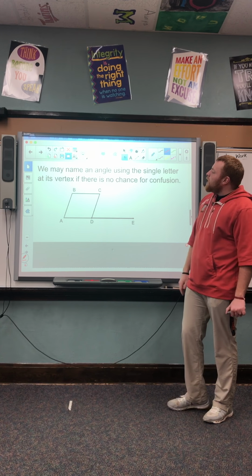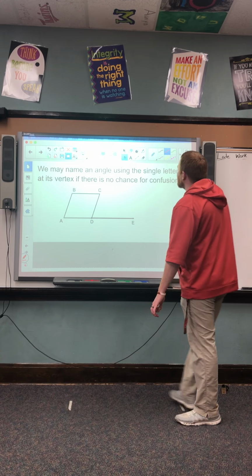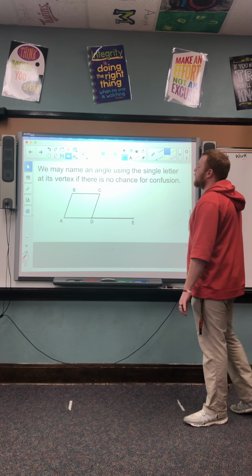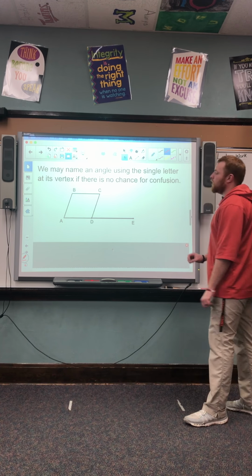We may name an angle using the single letter at its vertex if there is no chance for confusion.